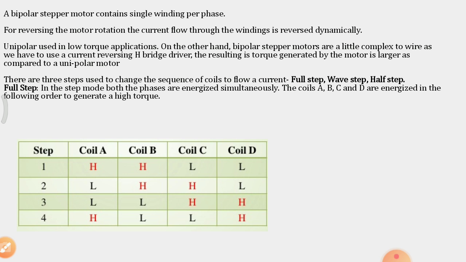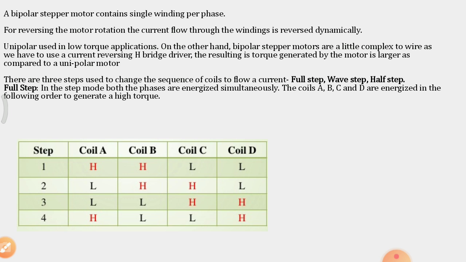On the other hand, bipolar stepper motors are a little complex to wire, as we have to use a current reversing H bridge in our drivers. The resulting torque generated by the motors is larger as compared to the unipolar motor. There are three steps used to change the sequence of the coils to flow the current: full step, wave step, half step. We'll go for full step, where we are going to generate a high torque.